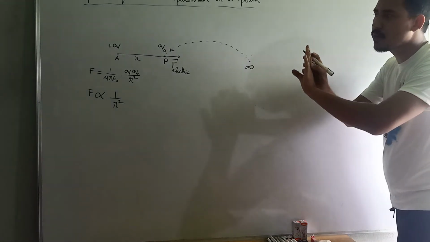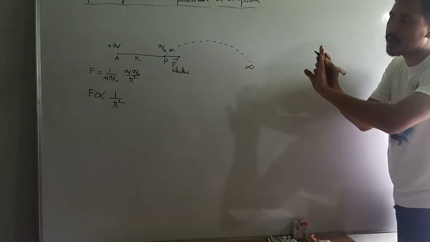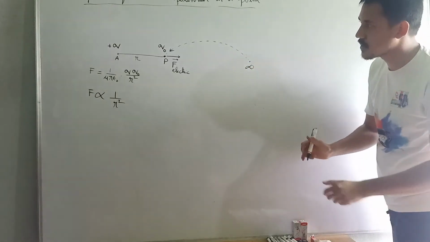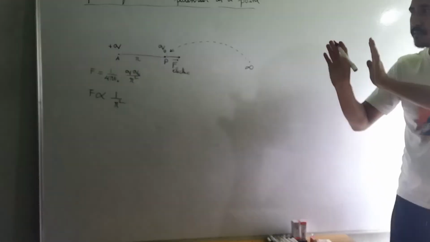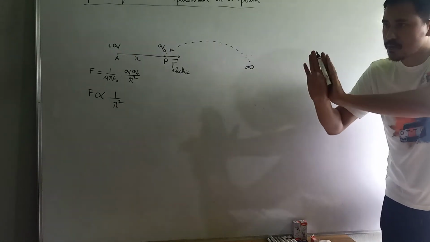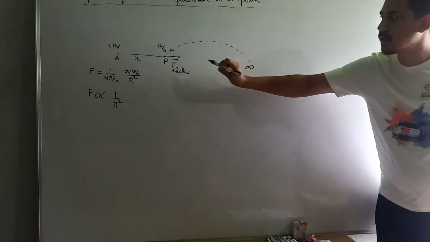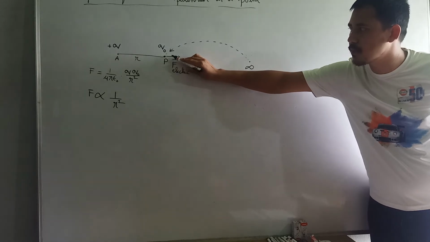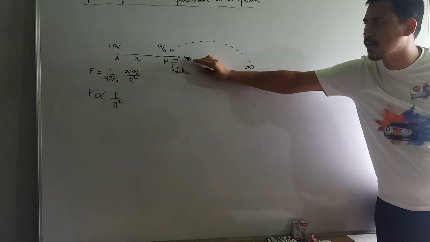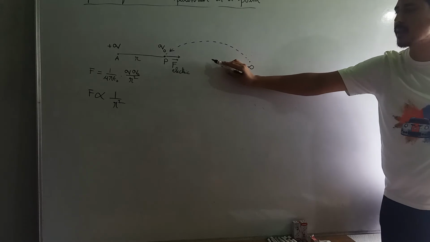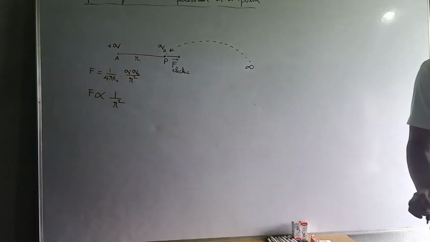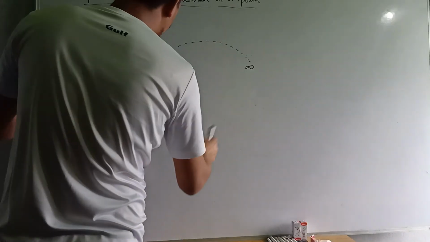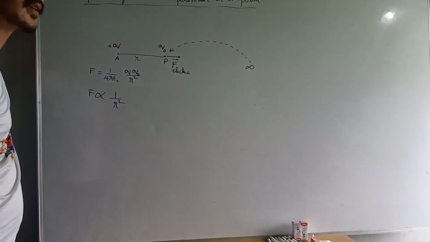An equal and opposite force has to be applied to Q naught. Is it okay? Yes. Only if you apply an equal and opposite force to Q naught will Q naught be in equilibrium. And if Q naught is in equilibrium, you can slowly, taking infinitesimally small steps, take it to infinity without any change in speed, meaning without producing any acceleration or changing kinetic energy.